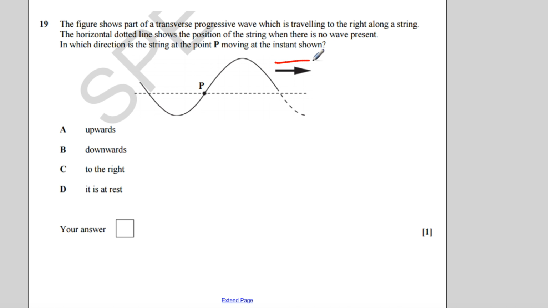So the wave is moving from left to right, so each point on the wave will be slightly further to the right. So if we sketch that in, then what we found is that point P, because it's a transverse wave, is moving up and down and transferring the energy to the right. So P at that point is moving downwards, because in the next instant it's going to be here, because the wave would have moved to the right. So at the moment P is moving downwards, which is answer B.